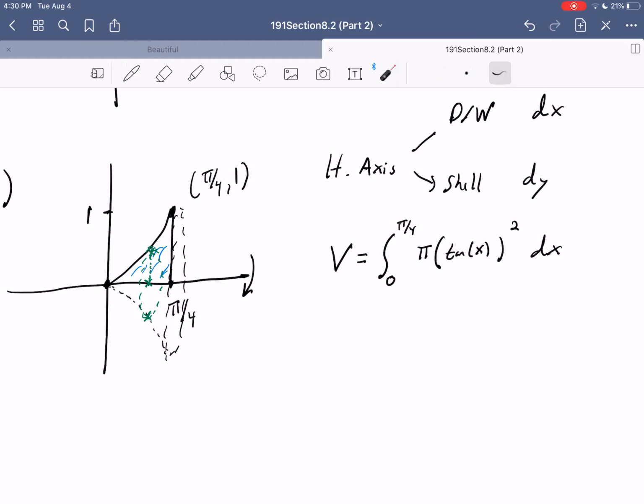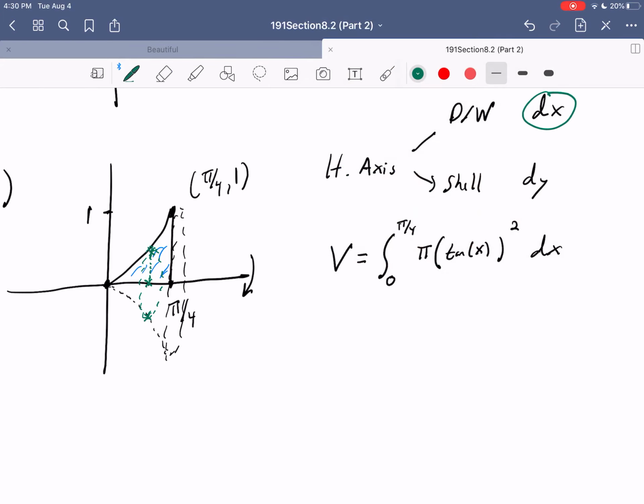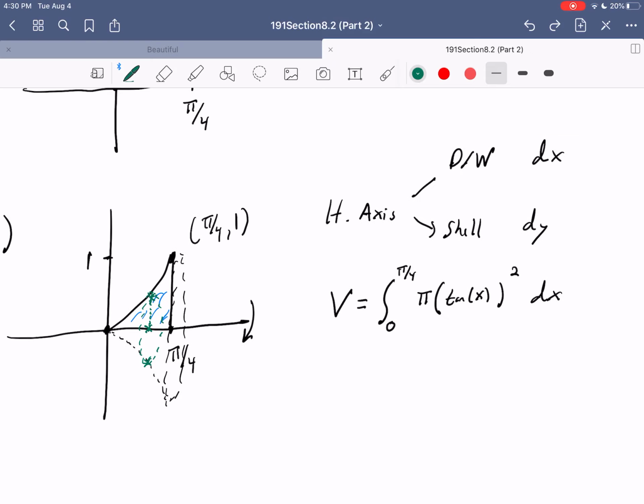The inner radius, if you want to think about it that way, is 0. So you could put minus pi times 0 squared. You could also think about the tangent as tan x minus 0 if you want to include the axis of revolution. But there we go. There's our volume there. And that was using disks and washers right there. Oh, let's circle the whole thing.